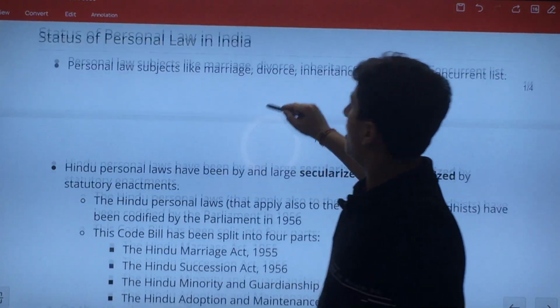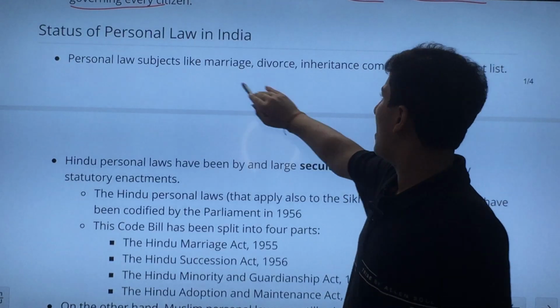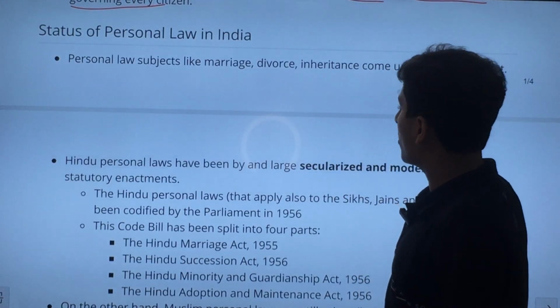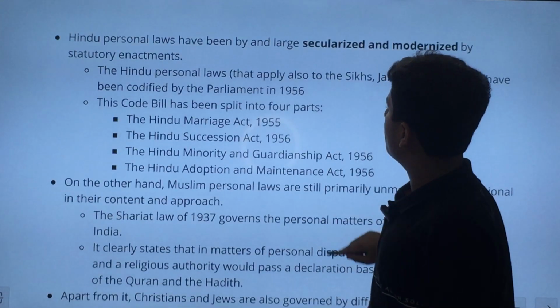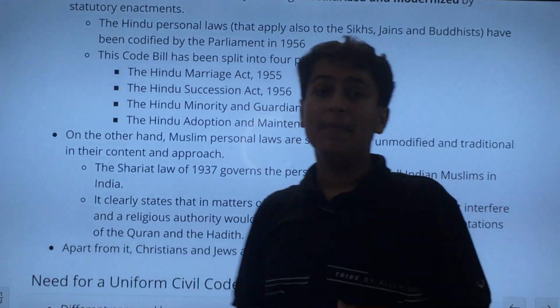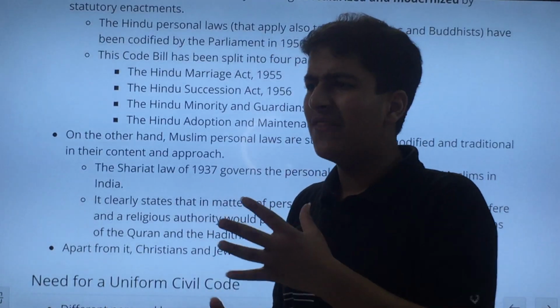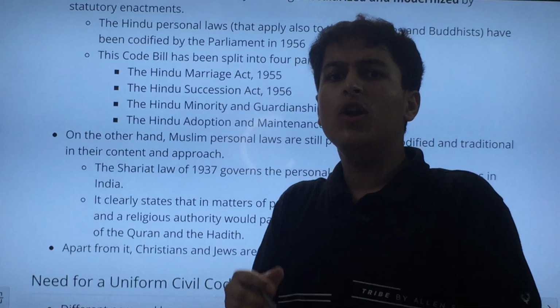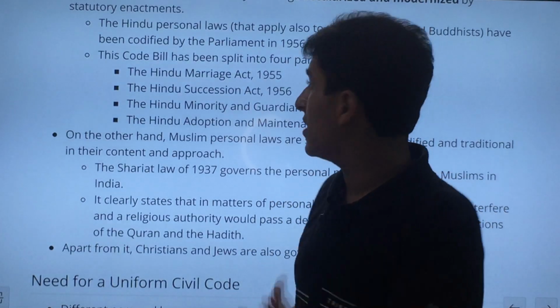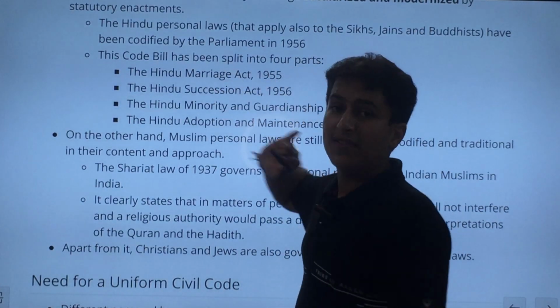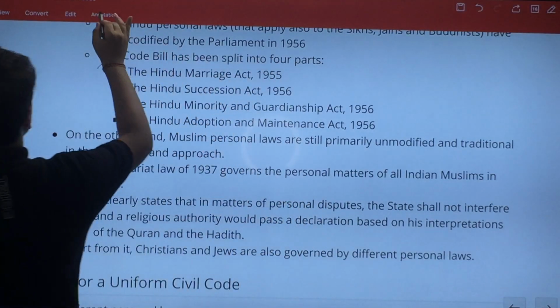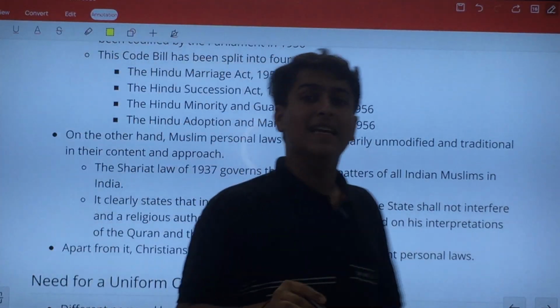All right. Personal laws like marriage, divorce, inheritance come under the concurrent list. There are different types of laws that have been made for the Hindus. We have different types of code bills, like the Hindu Marriage Act, for bringing uniformity among the Hindus.